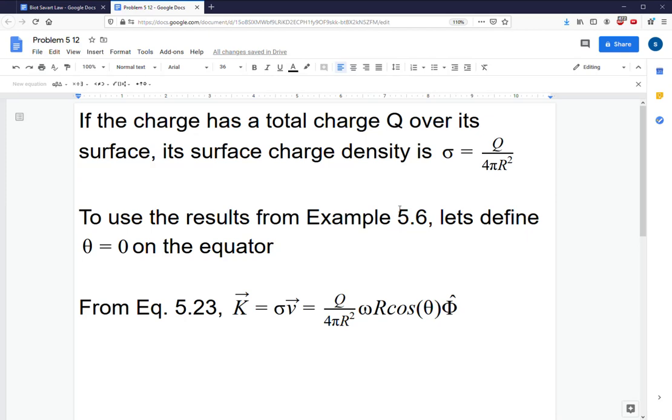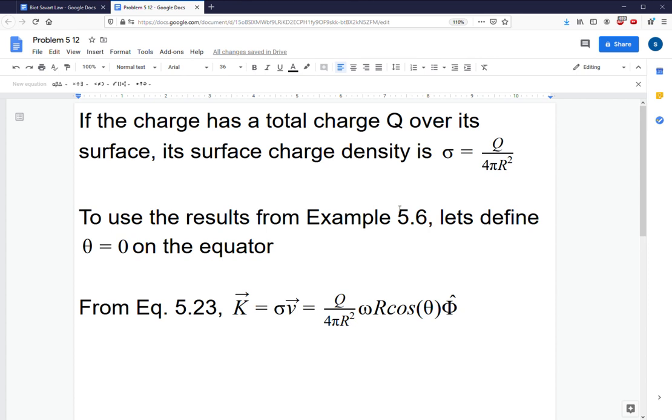Problem 512. In this problem, we have a uniformly charged metal shell that is rotating with an angular velocity omega. The problem also gives us the hint: use the results of example 5.6 to calculate the magnetic field at the center of the uniformly charged spherical shell.